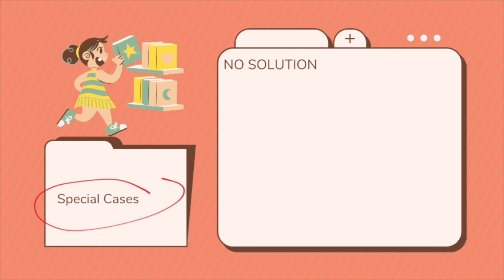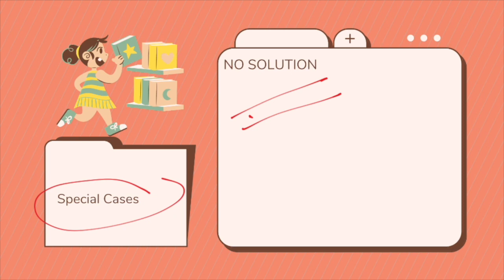Now, if you have special cases. What are special cases? Special cases is when there is either no solution to your equations, that means if it is a graph, it is not meeting. It is a parallel line. And the other one will be infinite or many solutions, that means that they are on the same line.